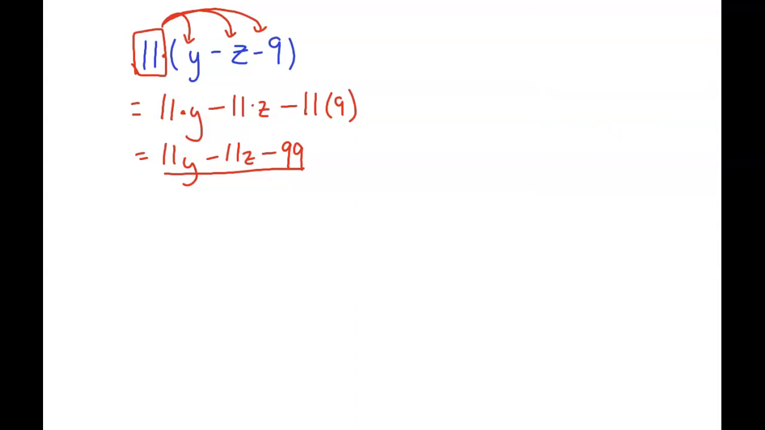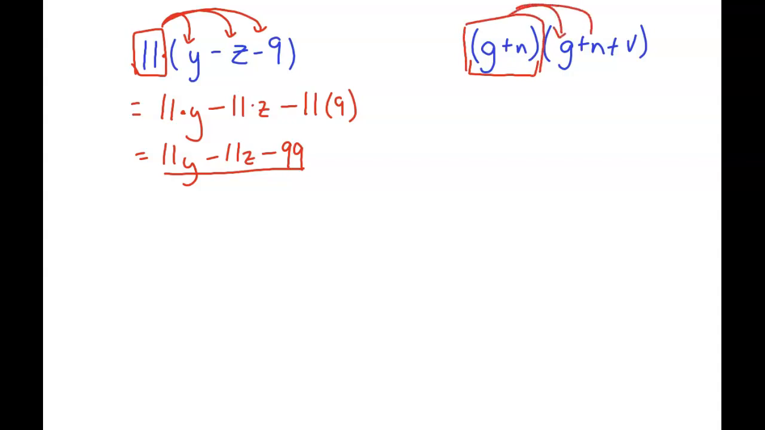Let's look at another one where we have (g plus n) in parentheses times (g plus n plus v). So we have 2 terms here times 3 terms. What this is saying is we're going to have to take and multiply this whole thing times every single term. Okay?